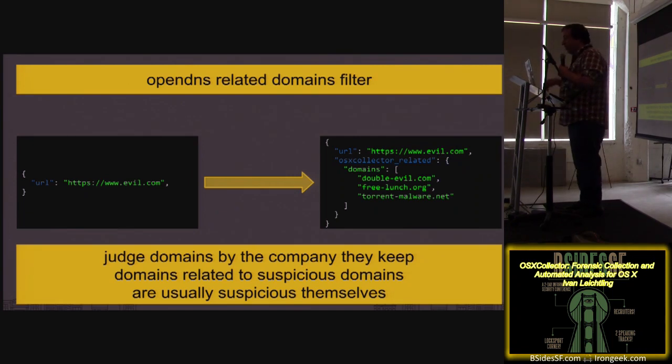But with OpenDNS's data, we look at, okay, what are the domains related to this IP? And sometimes we get a hit. And then we look at what are the domains related to the domains that are related to this IP. And we have a command line flag. You can have as many generations as you want.